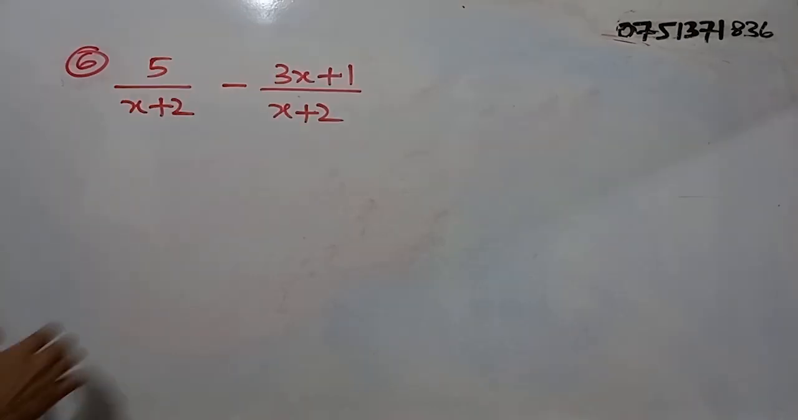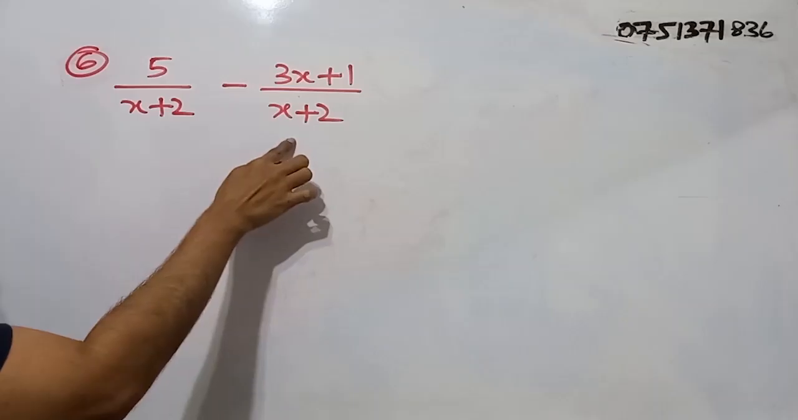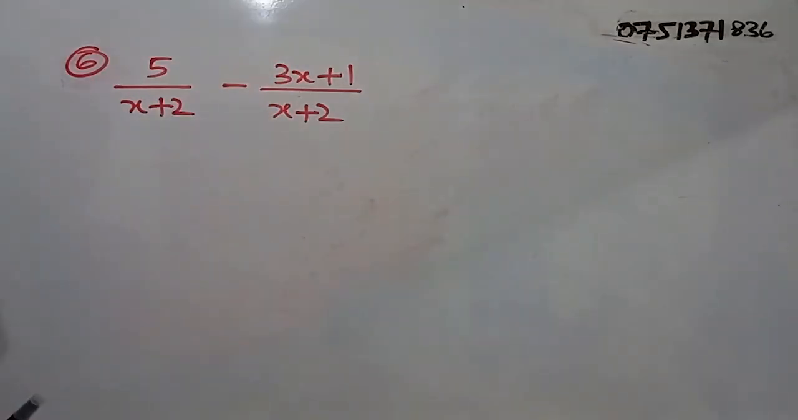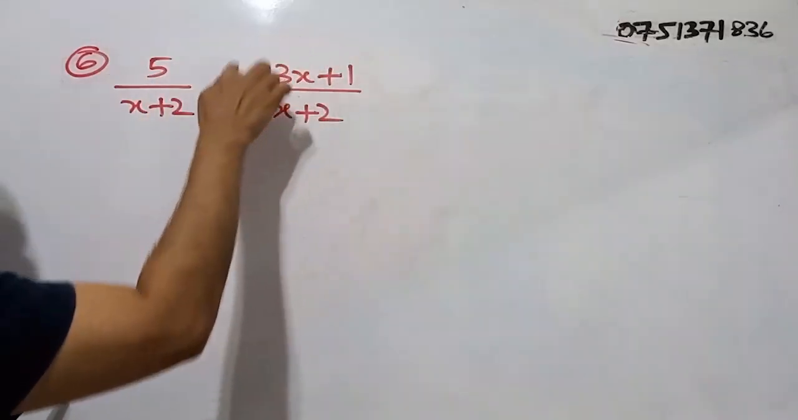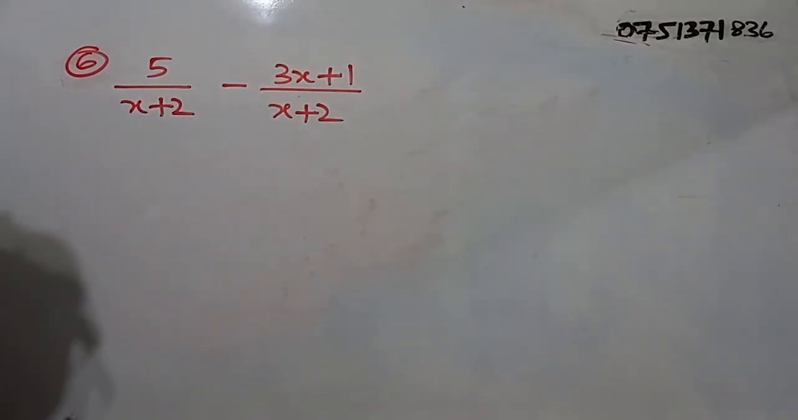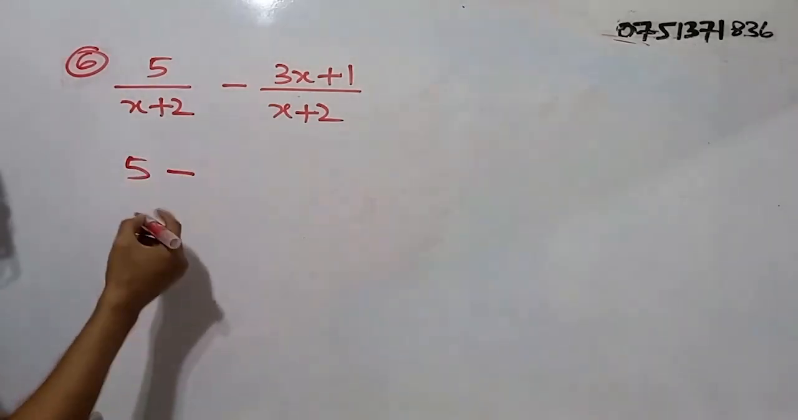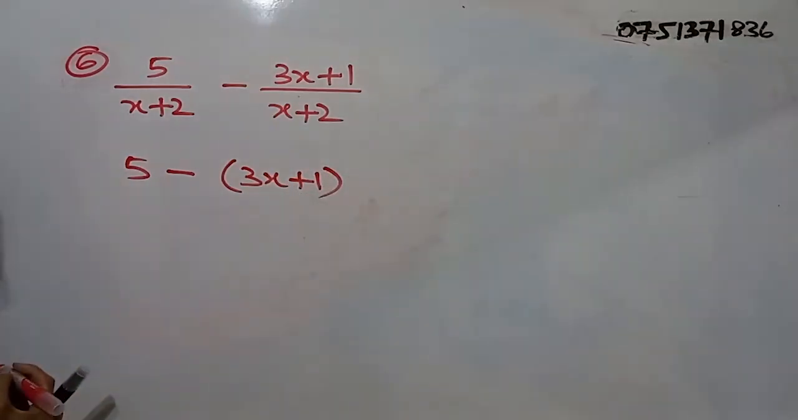Okay, so in the next question, both algebraic fractions have the same denominator. So we can simplify only thinking about the numerator values. So here the numerator is a number. Here the numerator is an expression. Okay. So 5 minus, within brackets, 3x plus 1. Okay.